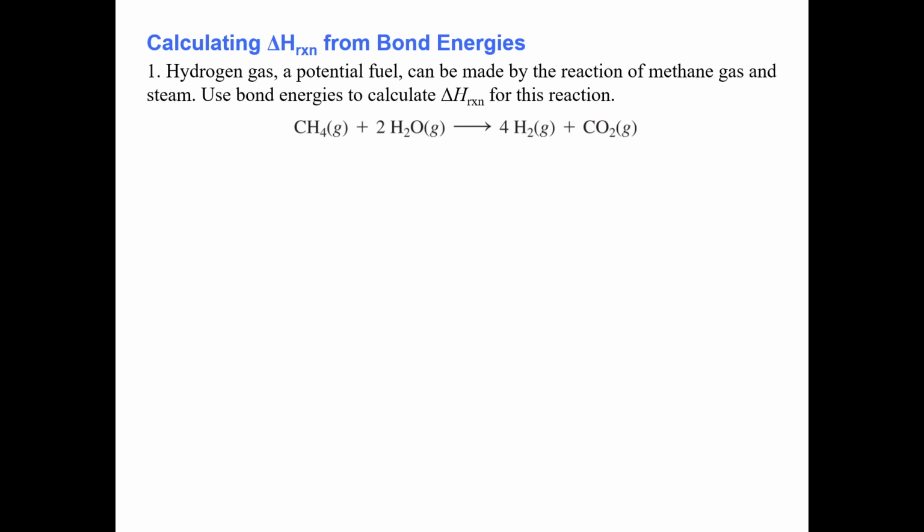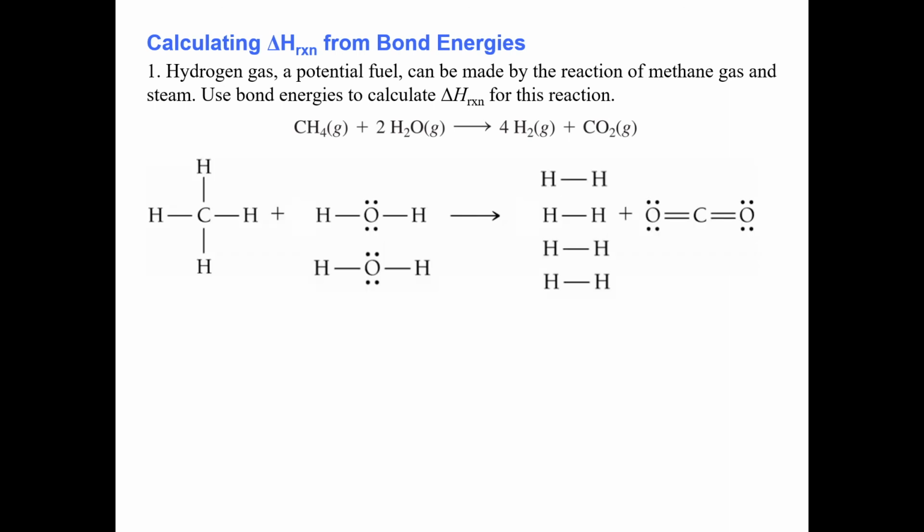So here we have a combustion reaction. It's already balanced. We're going to use the bond energies from table 10.3 to figure out the delta H reaction. Okay, so let's do this one together. My suggestion to you is to draw out the Lewis structures for all four of these compounds.